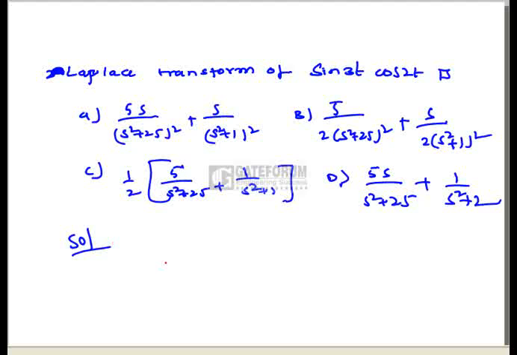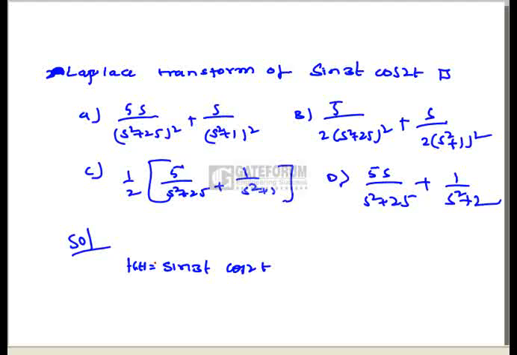So we can convert this sin 3t cos 2t into a feasible form first, then we have to apply the Laplace transform. This is our f of t, and we have to find the Laplace transform of f of t, so we'll get F of s equal to something. Before doing that, we have to go for trigonometry and recall our trigonometry equations.